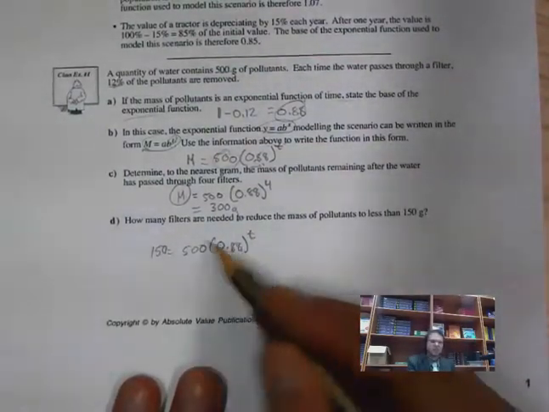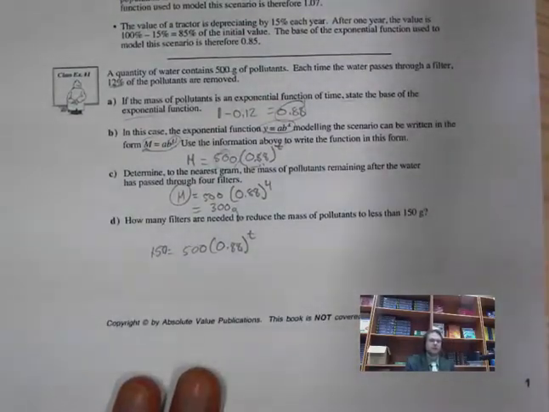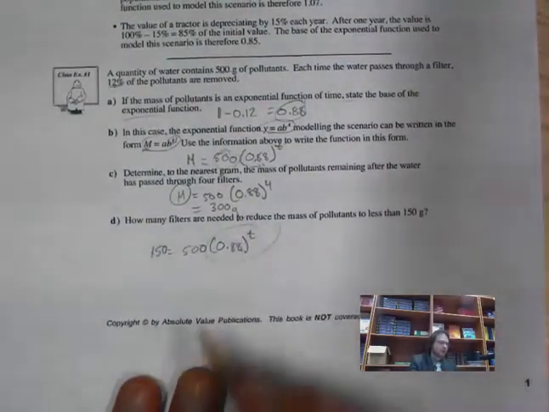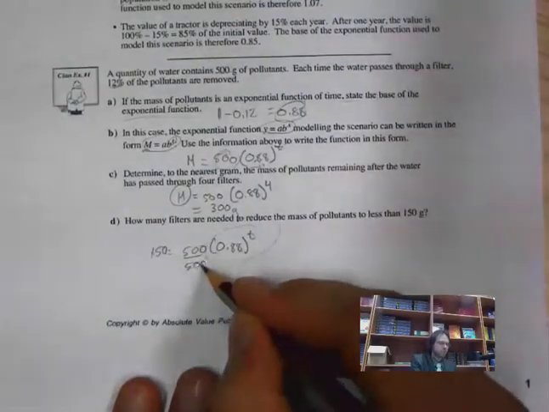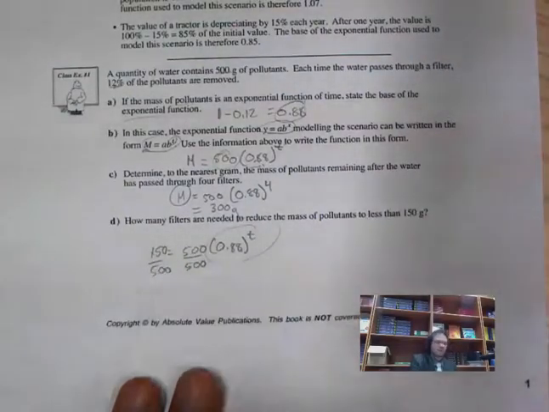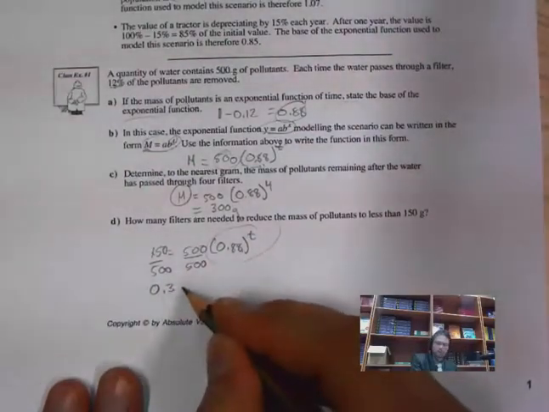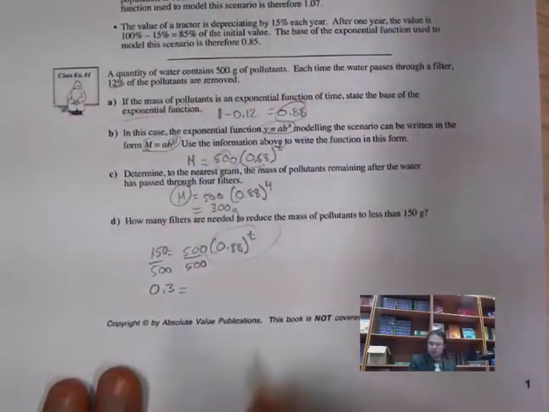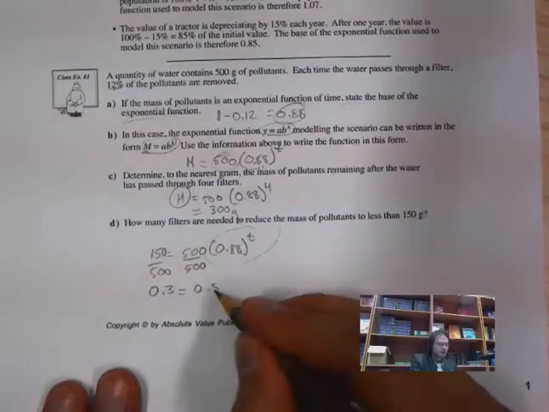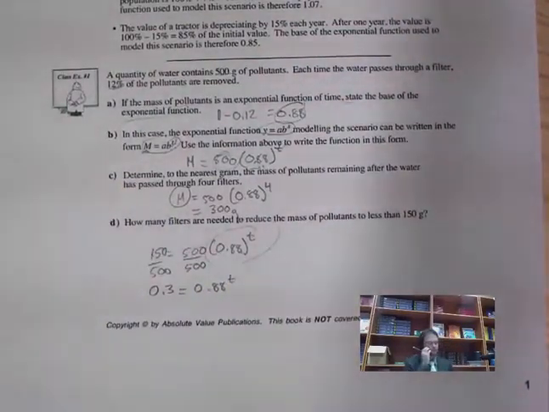This is an odd base. It's going to take me forever to do that, right? So I'm going to isolate for my variable best I can. Divide both sides by 500. So I get 150 divided by 500 is equal to 0.3. Alright, it's equal to, now, 0.88 to the power of t.